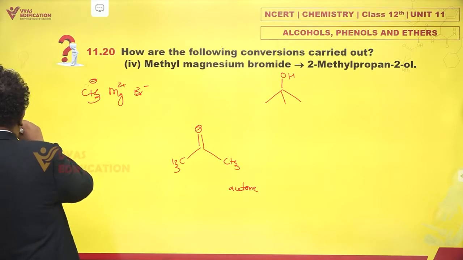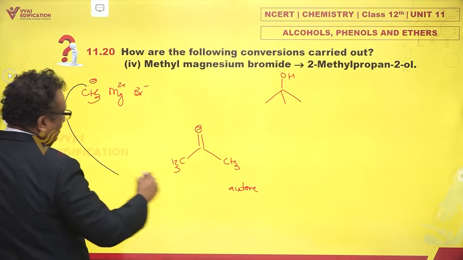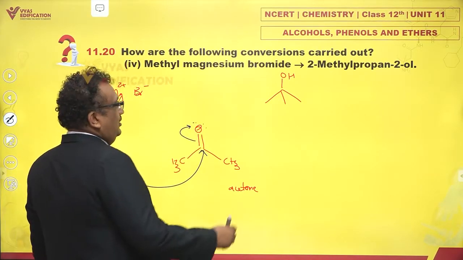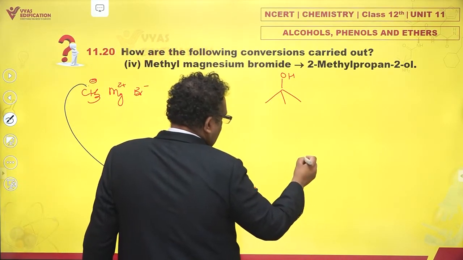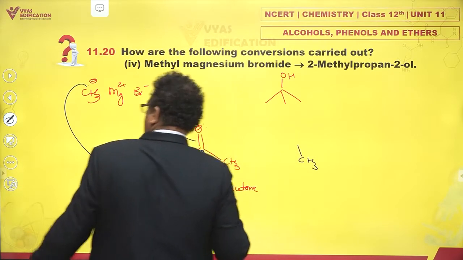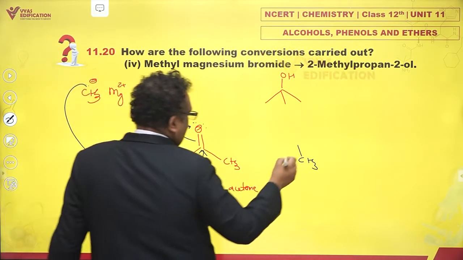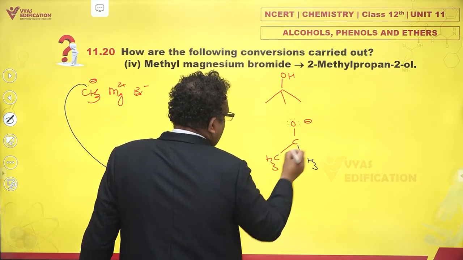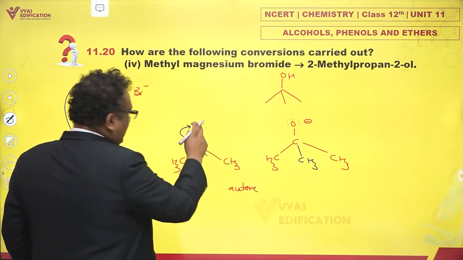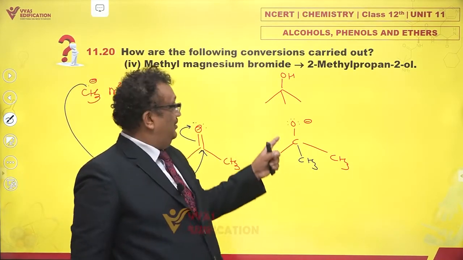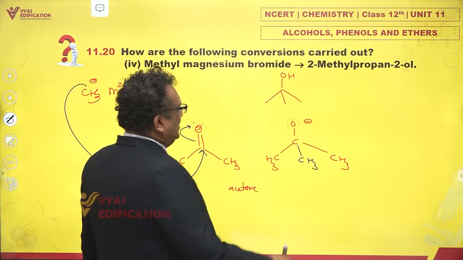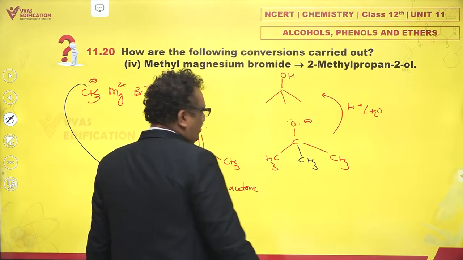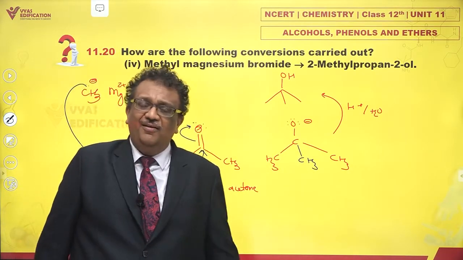Let us see if they react. Yes, they do. Attack, like this. And I get a new CH3, a new bond like this, CO minus. This is the old structure. I get a new CH3 added. I'm pretty close. What do I do? I just add H plus. Just add an acid. Dilute acid also is fine. There we are. We get that.